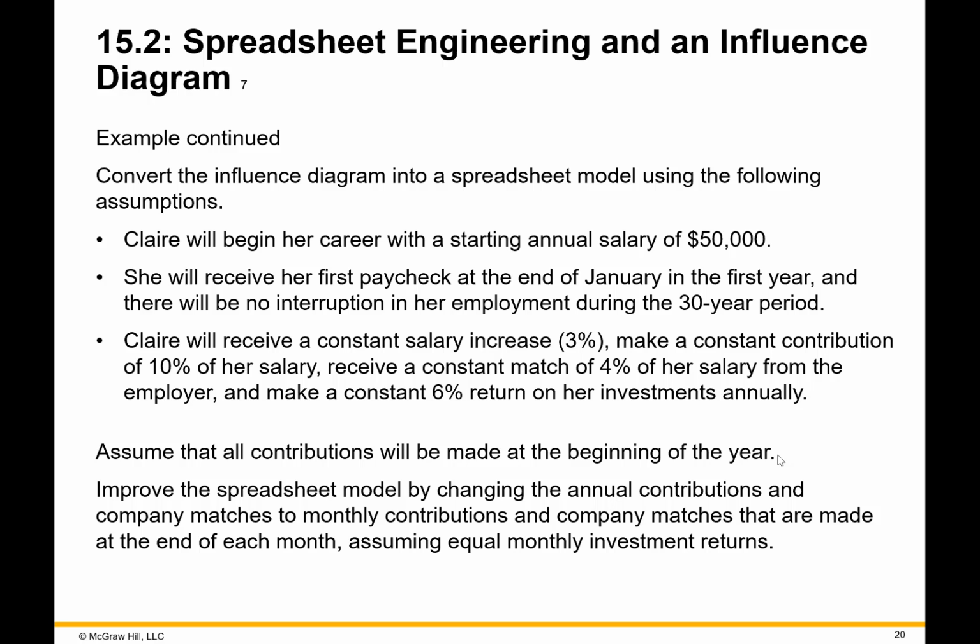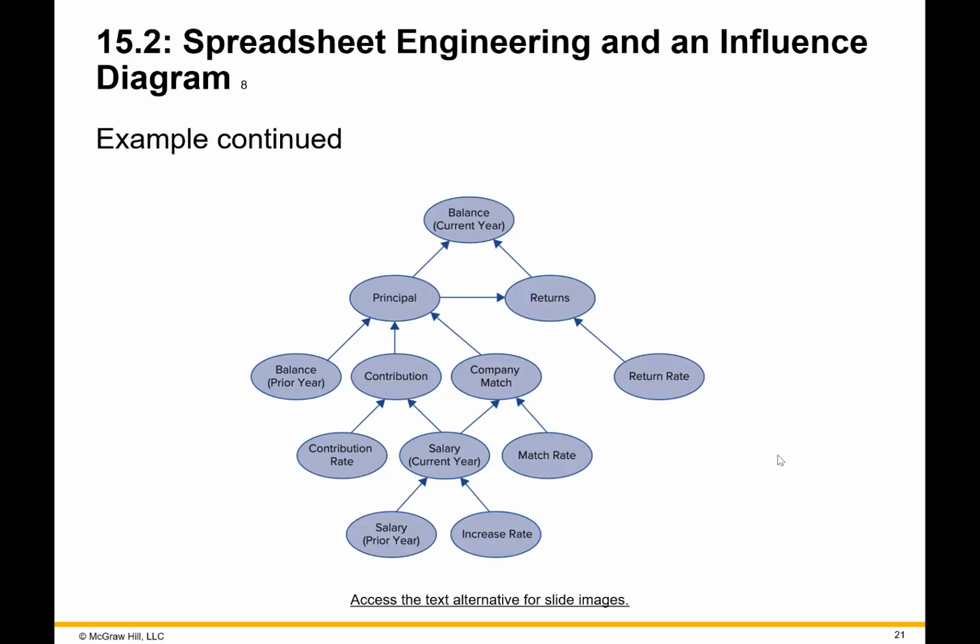Claire will receive a constant salary increase of 3%, make a constant contribution of 10% of her salary toward retirement, receive a constant match of 4% of her salary from the employer, and generate an annual return of 6% on her investment. Initially, we assume that all contributions will be made at the beginning of the year, with the first annual contribution made at the outset before the salary is received. Finally, we will improve the spreadsheet model by changing the annual contributions and company matches to monthly contributions and company matches that are made at the end of each month.